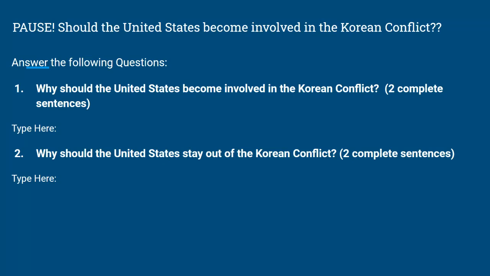To finish today, before we move on to the rest of the Korean conflict, you guys are going to consider whether the United States should become involved in the Korean conflict. You'll have two questions to respond to. Your first question says, why should the United States become involved in the Korean conflict? What would be some benefits of them becoming involved? On your second question, you'll consider, why should the United States stay out of the Korean conflict? So why shouldn't they join this war? For each of your questions, you should have two complete sentences to respond. Tomorrow, we're going to pick back up with the Korean conflict and see what the United States decided to do.